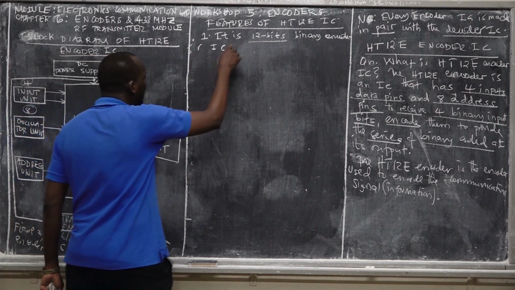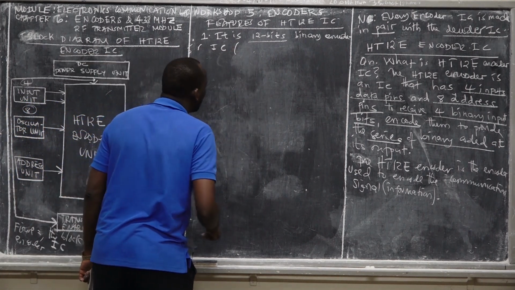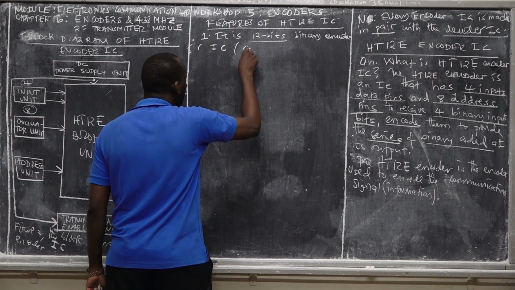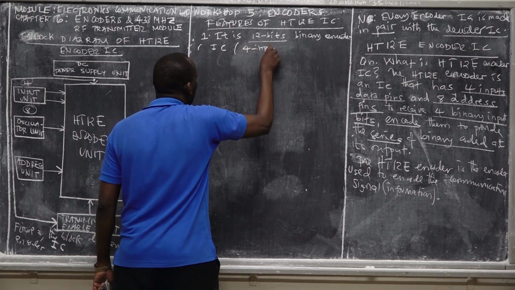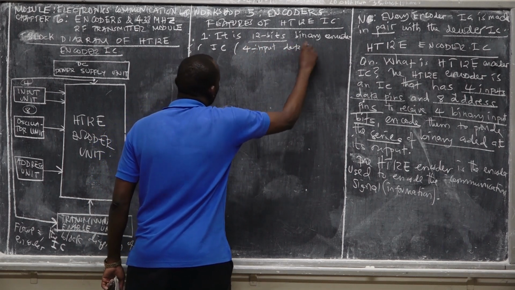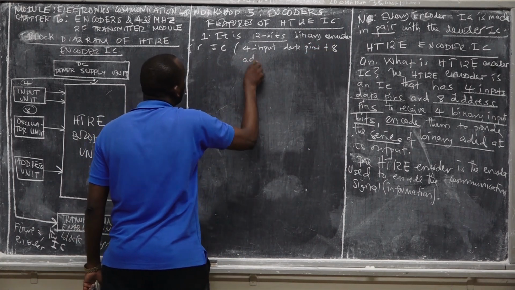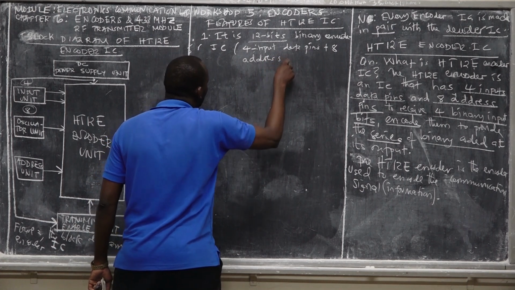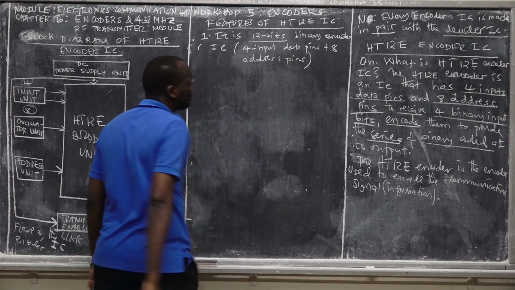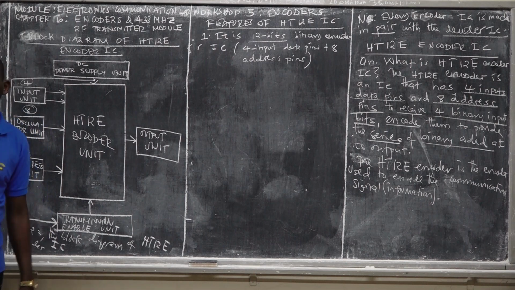Well, the meaning is, according to this encoder, that we have 4 input data pins, plus 8 address pins. So that's what makes them to be 12.